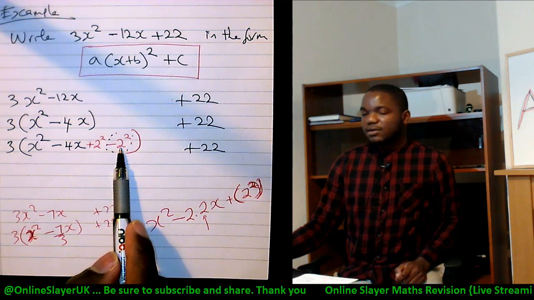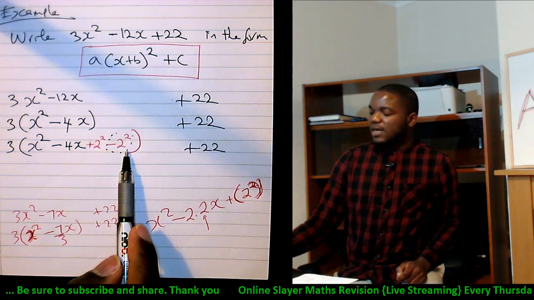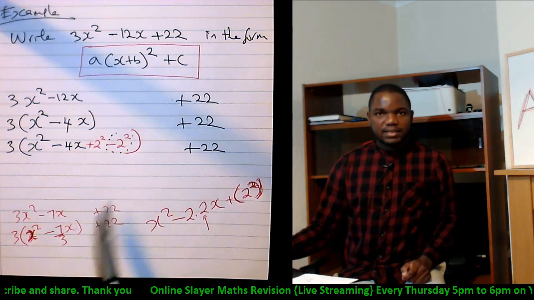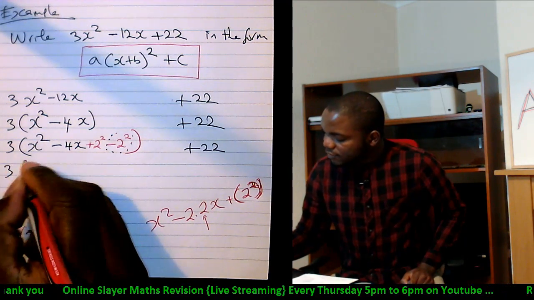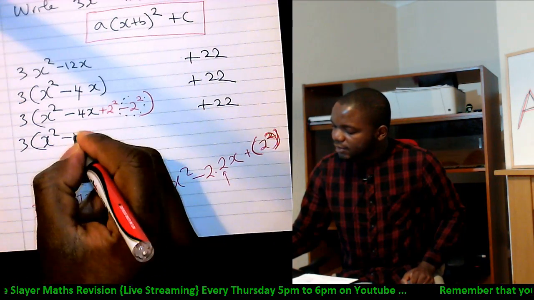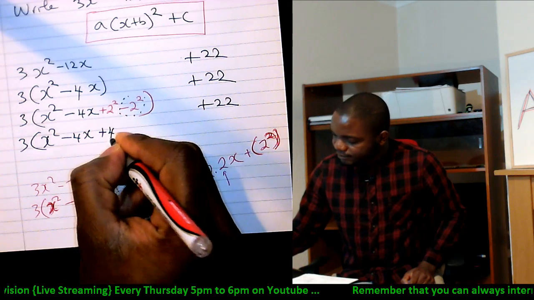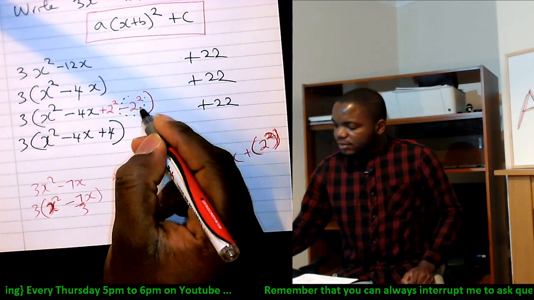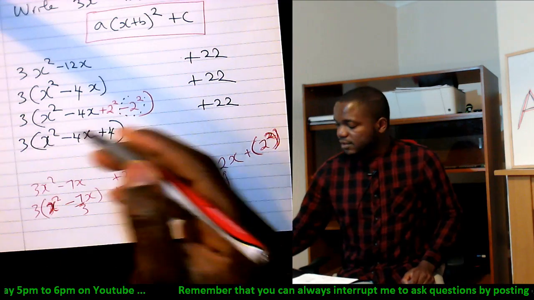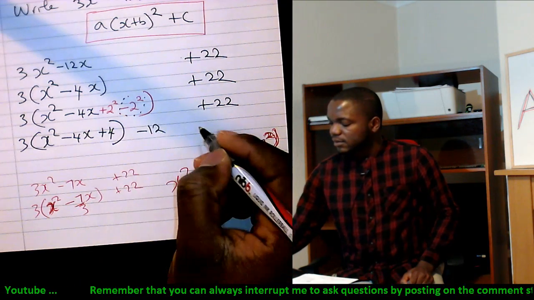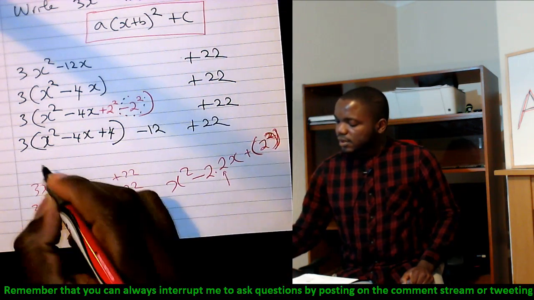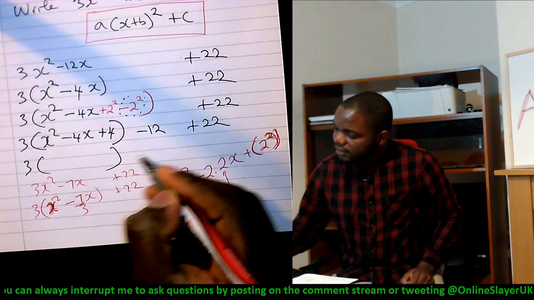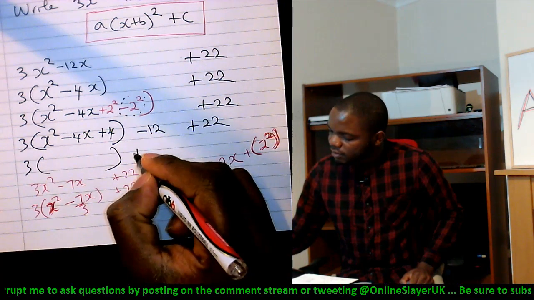You don't take it out as minus 4, but you take it out as minus 4 times 3 when it gets out of the bracket. So it is 3 into x squared minus 4x plus 4, minus 4 out of the bracket times 3. So it is minus 12 plus 22. That's 3 into that. Minus 12 plus 22 is plus 10.